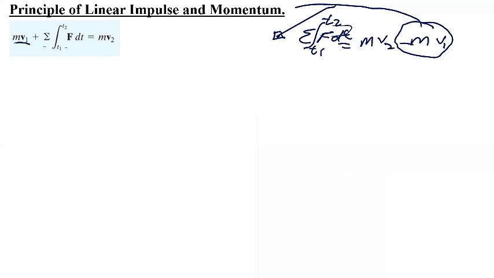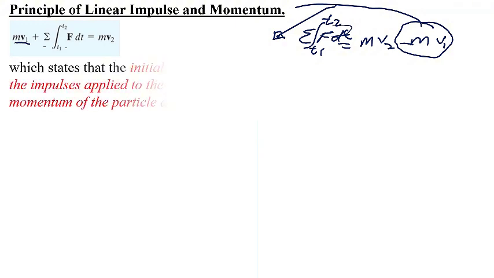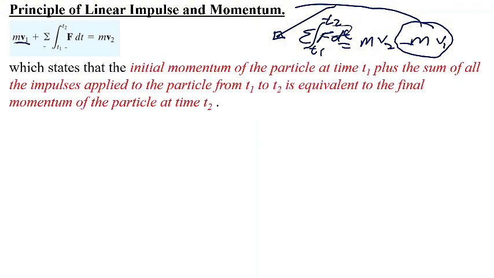When we write it in this form, mv1 plus the integral of F dt is equal to mv2, then we can state the principle of linear momentum of a particle as: the initial momentum of the particle at a time plus the sum of all the impulses applied to that particle from t1 to t2 is equivalent to the final momentum of the particle at that time.